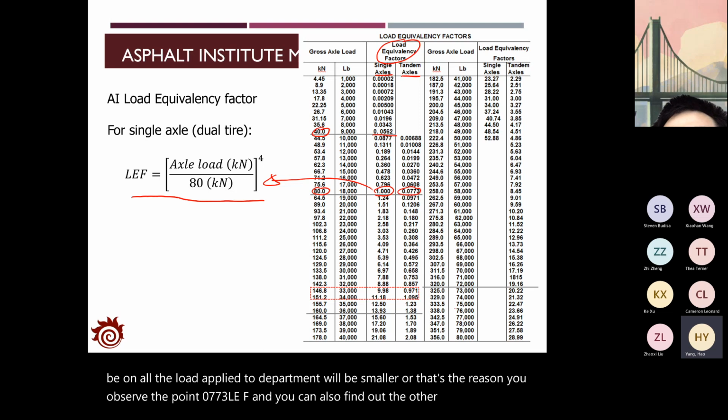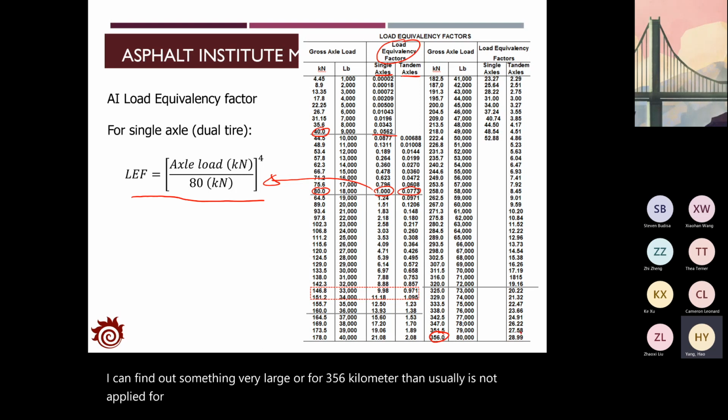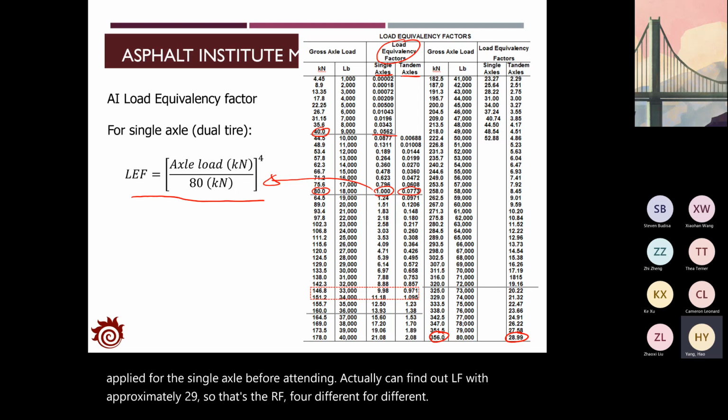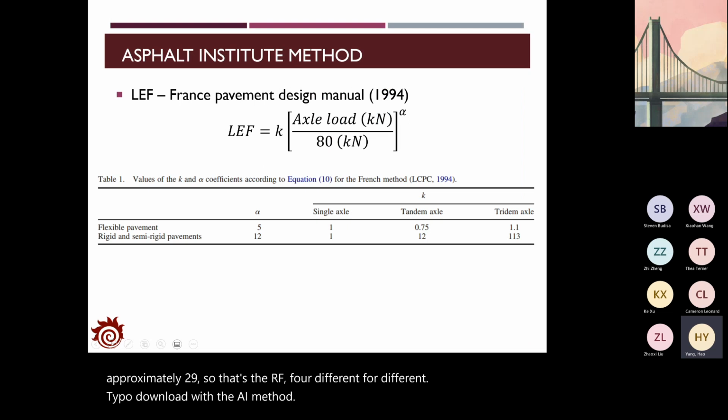You can find out something very large for 356 kilonewton. Then usually it's not applied for the single axle, but for tandem axle, you can find out LEF is approximately 29. So that's the LEF for different types of load with the AI method. And also there will be some general equations to calculate the LEF.